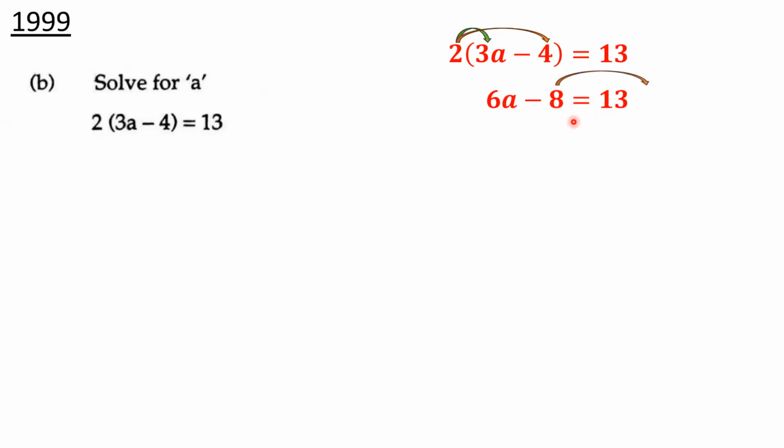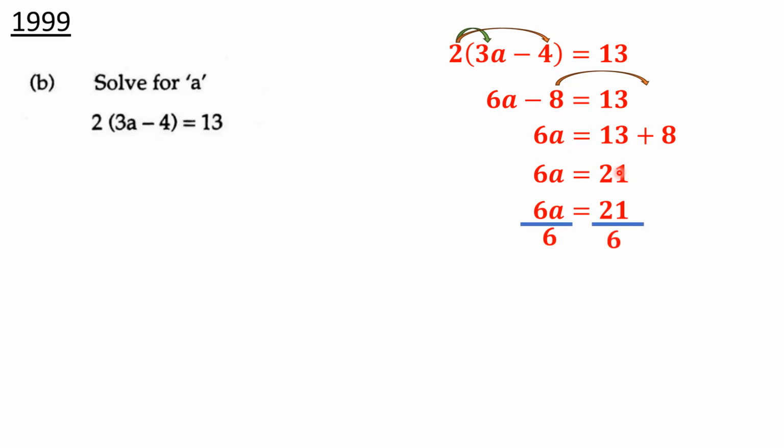We send the negative 8 over, so it becomes a positive 8. So 6a equals 13 plus 8. 13 plus 8 is equal to 21. And so we divide both sides by 6, and these 6's are going to cancel each other. So a is going to be equal to 21 divided by 6, and 21 divided by 6 is definitely 3.5. So a is equal to 3.5.